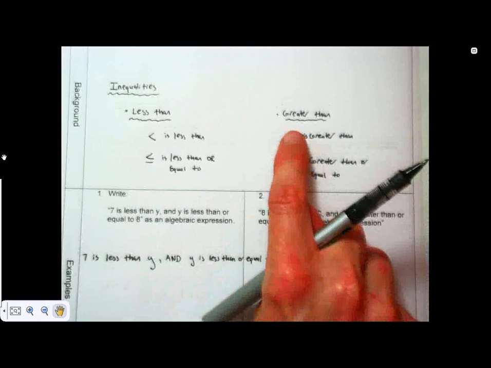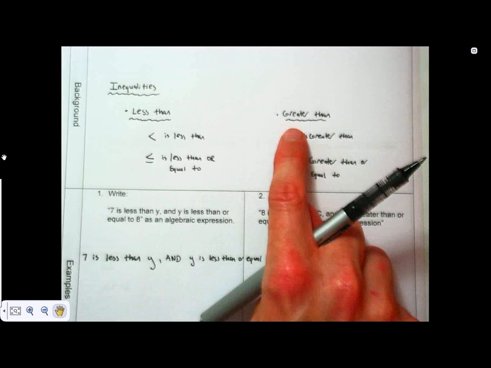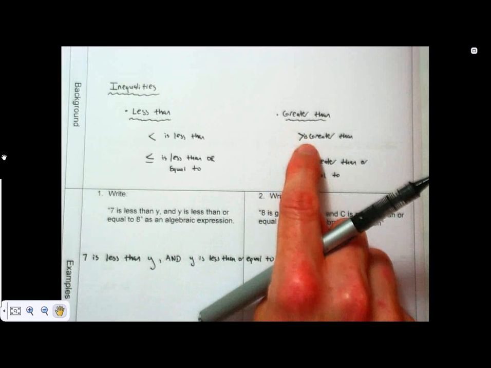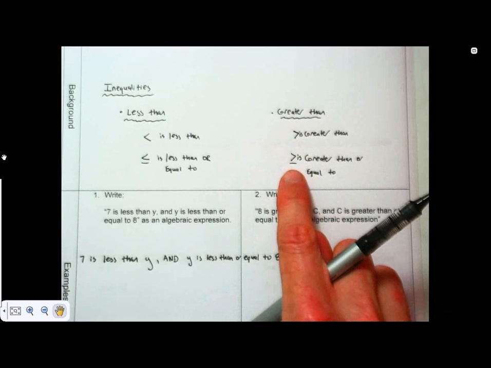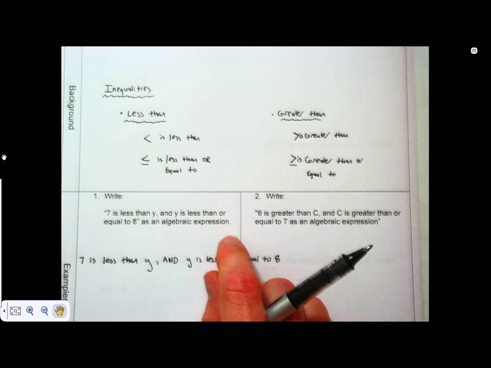Okay, on the other side, to indicate greater than, you'll see either the words "is greater than," which indicates this symbol, or if you see the words "is greater than or equal to," that will correspond with this mathematical symbol. Okay, so we use these inequalities when two sides are not equal to one another.